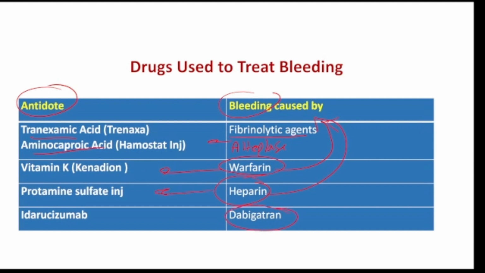If the patient is on dabigatran, what is dabigatran? This is an oral selective factor 2A inhibitor. Dabigatran is the drug of choice for patients who suffer from HIT, and I hope you remember what HIT stands for. If the patient suffers from bleeding due to dabigatran treatment, the antidote will be idarucizumab. What is idarucizumab? Idarucizumab is the antidote for the treatment of bleeding due to dabigatran.